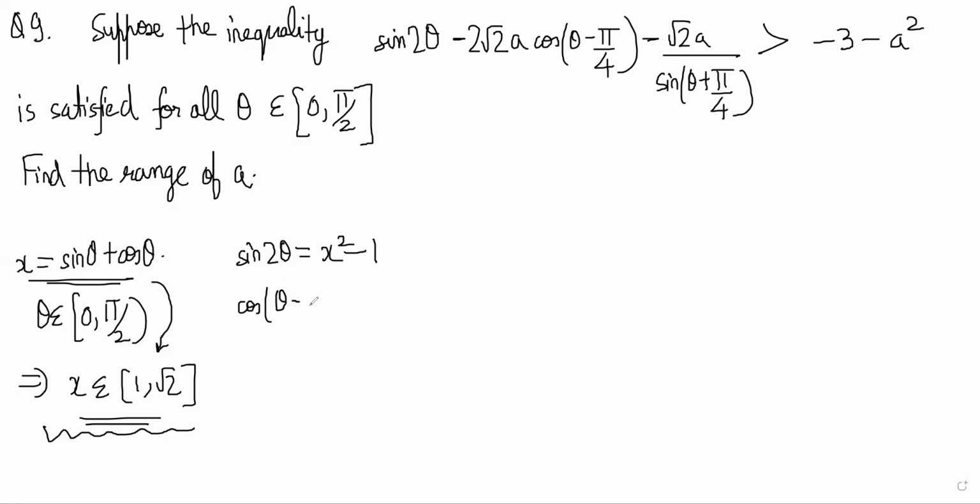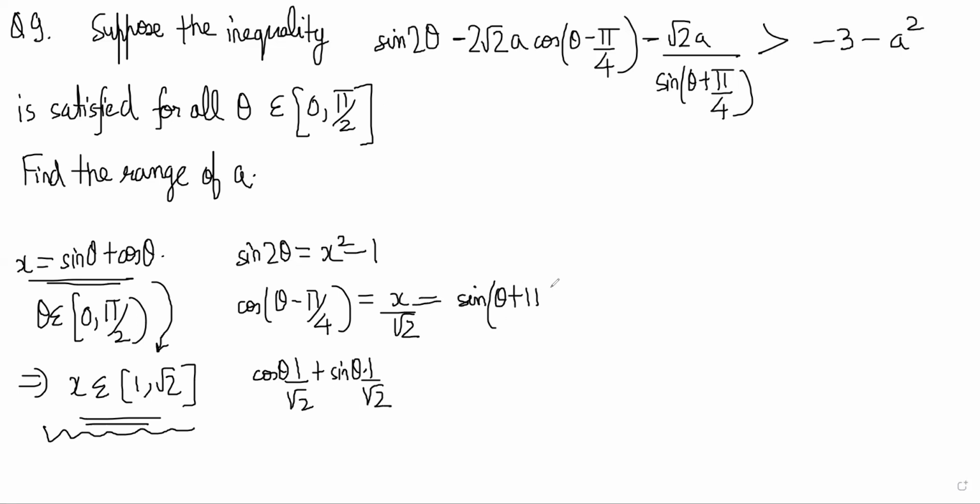Cos of theta minus pi by 4 is equal to basically x by root 2. Why? Because this becomes cos theta times 1 by root 2 plus sine theta times 1 by root 2. And this is also equal to sine of theta plus pi by 4. So the inequality can be simplified now and written in terms of x.